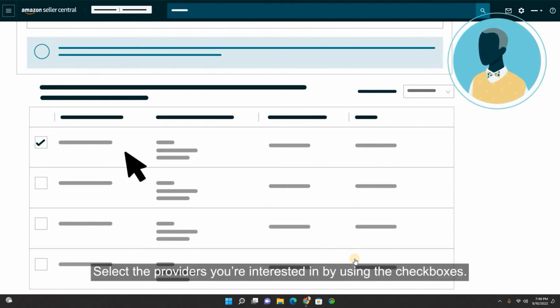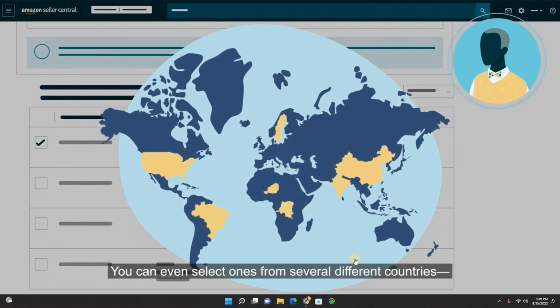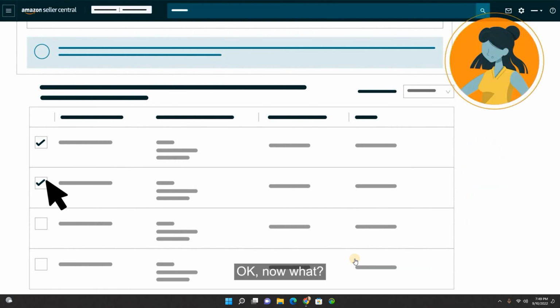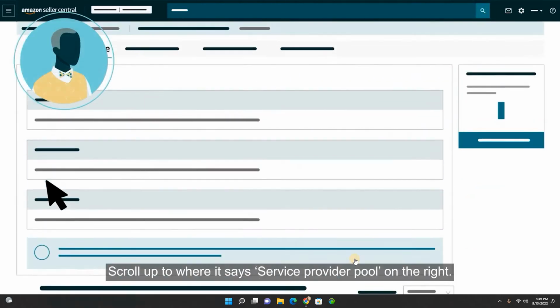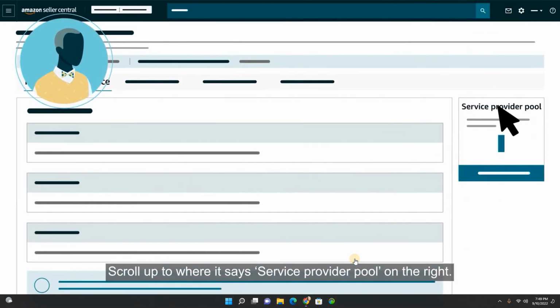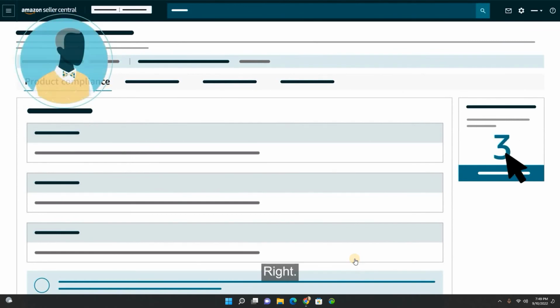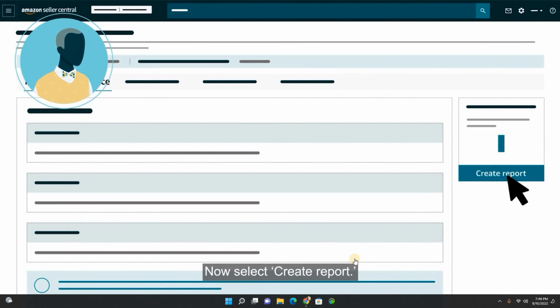Select the providers you're interested in by using the checkboxes. You can even select ones from several different countries. Your selections are retained when you change lists. Okay, now what? Scroll up to where it says Service Provider Pool on the right. It says I've selected 3. Right. Now select Create Report.